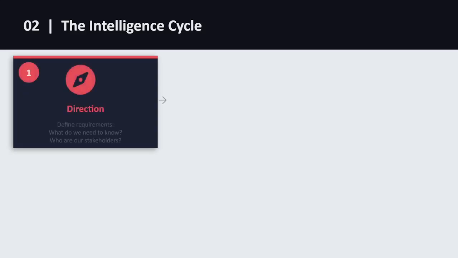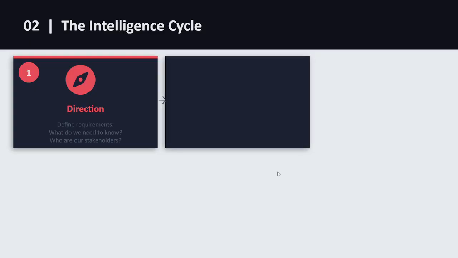Now we have the intelligence cycle. In which direction are we going to take it? What are the requirements for that? What do we need to know? Who are our stakeholders? If something goes wrong, or if there is any threat, whom do I have to inform? Whom do we have to keep informing? Like, this is a threat.